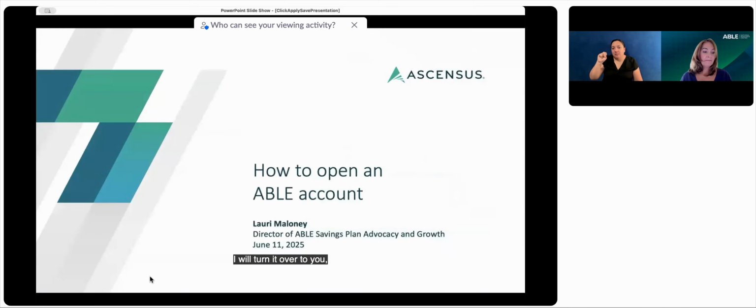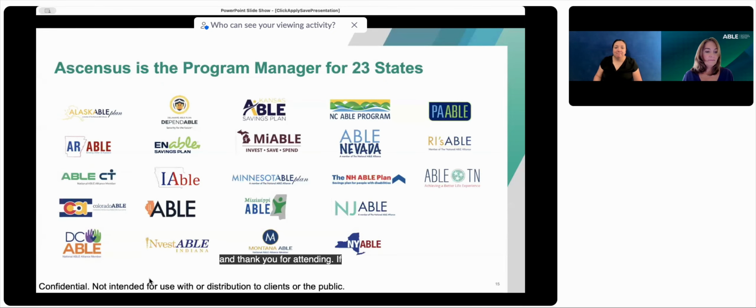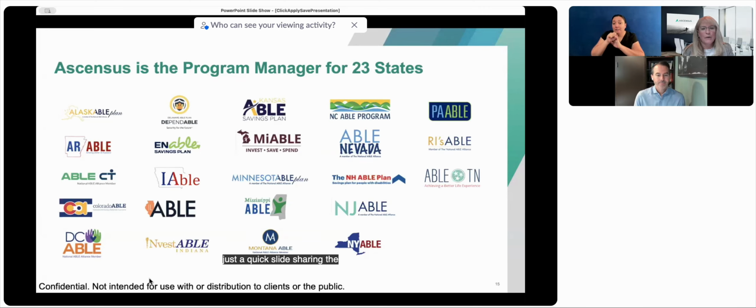Thank you, Jody. So hello, everyone, and thank you so much for attending. If we go to the next slide, please. Thank you. So this is just a quick slide sharing the 23 states across the country that Ascensus is the program manager for. So as you can see, we have some wonderful partners. So next slide, please.